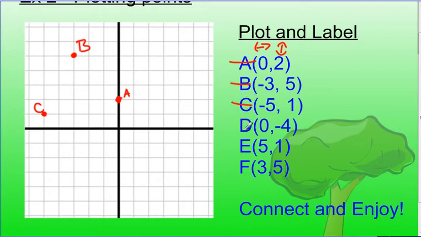Let's see, letter D. Sideways to 0, so I'm going to be on this line right here. Sideways to 0, up and down to negative 4: 1, 2, 3, 4. That's letter D.